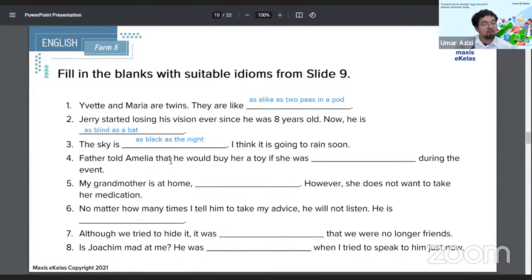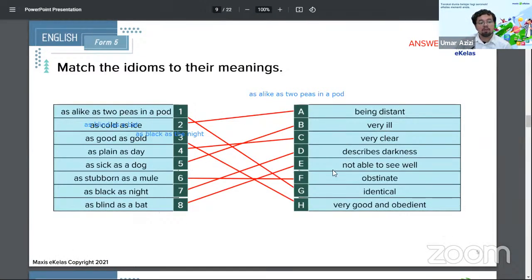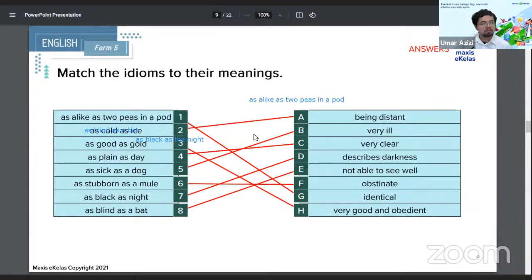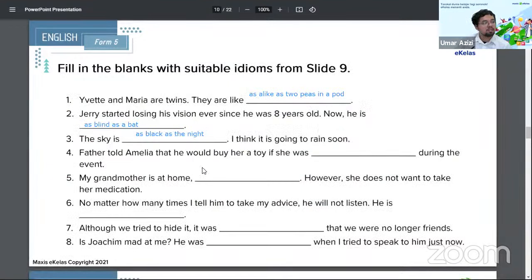All right. Father told Amelia that he would buy her a toy if she was something during the event. So what would probably get her a toy? What kind of behavior? Is it good or bad? Most probably good. What idiom did we go through previously? It talks about the behavior of someone and how good they are. Loman answers as good as gold. Is that the answer? Do we agree on that?